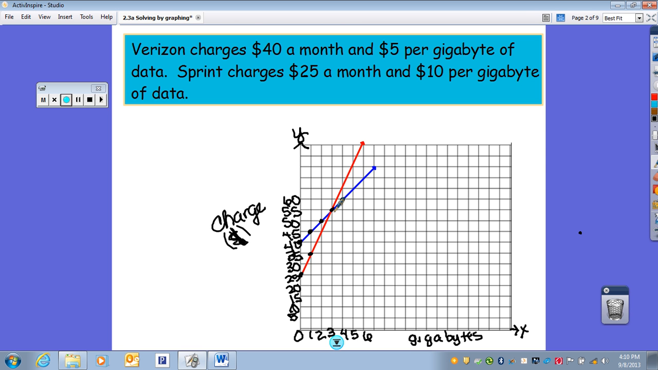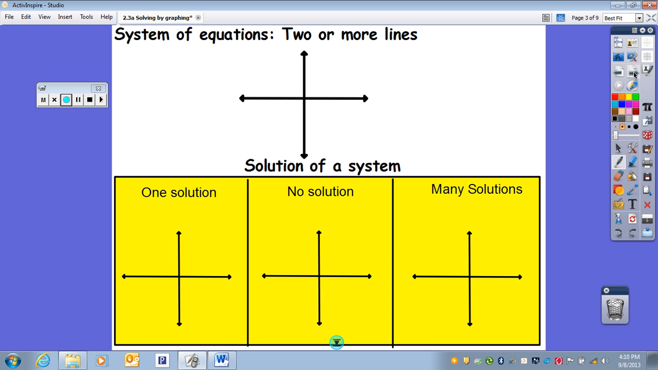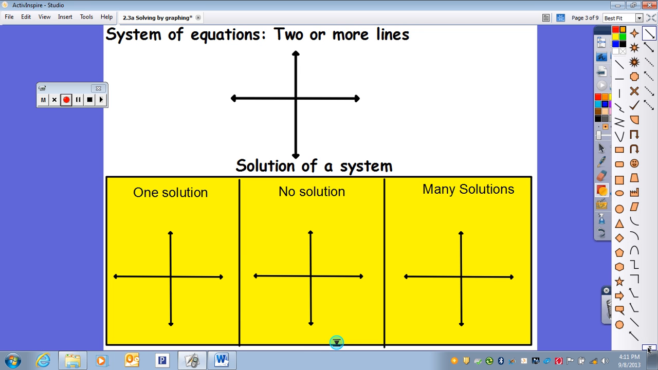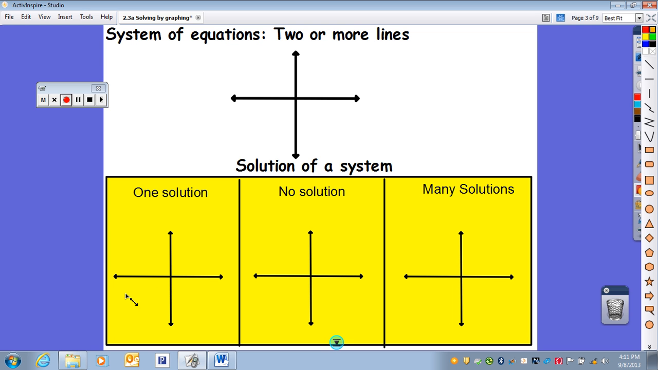We can apply this to many real-life practical applications, but let's first take a look at how we graph systems of equations. A system of equations is two or more lines that we are going to solve by graphing on the coordinate plane. The solution of the system could be one solution, and in one solution we would draw two lines on the coordinate plane that would meet at one point. For example, if I were to draw this line and then I were to draw another line, the one point where they meet, the point of intersection, is the solution to the system.